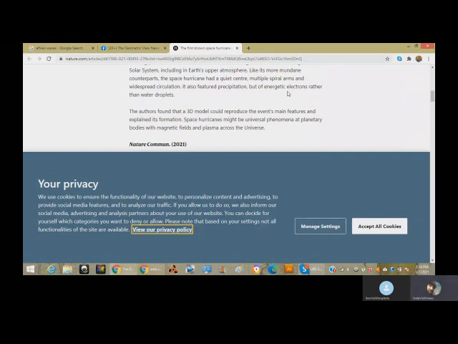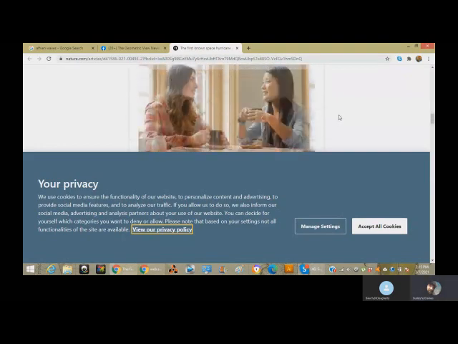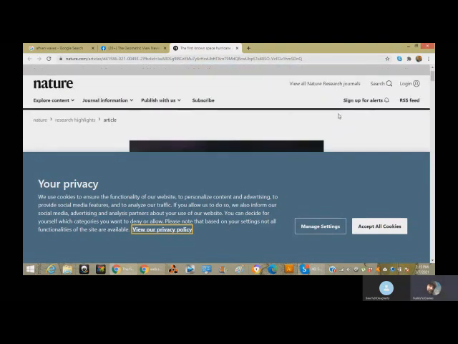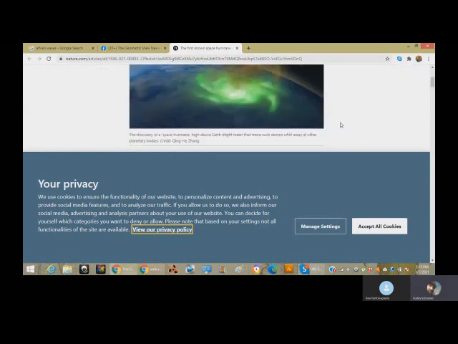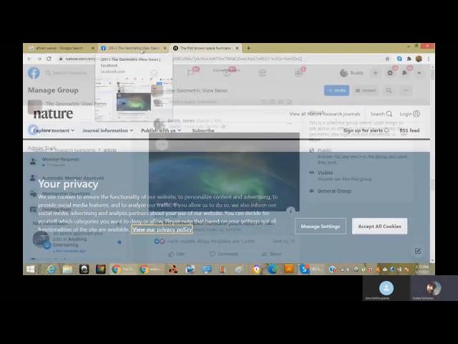The authors found that a 3D model could reproduce the event's main features and explained its formation. Space hurricanes might be universal phenomena at planetary bodies with magnetic fields and plasma across the universe. Wow. Yeah, that's so cool. So I want to know where it happened though. Above what part of the Earth? That'd be interesting to know.